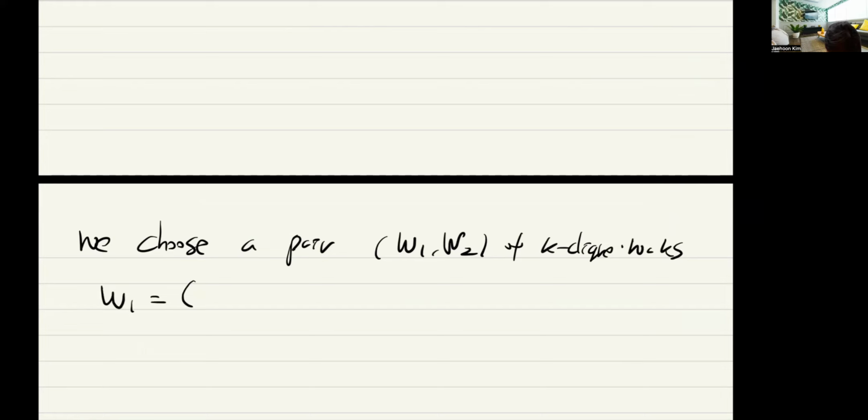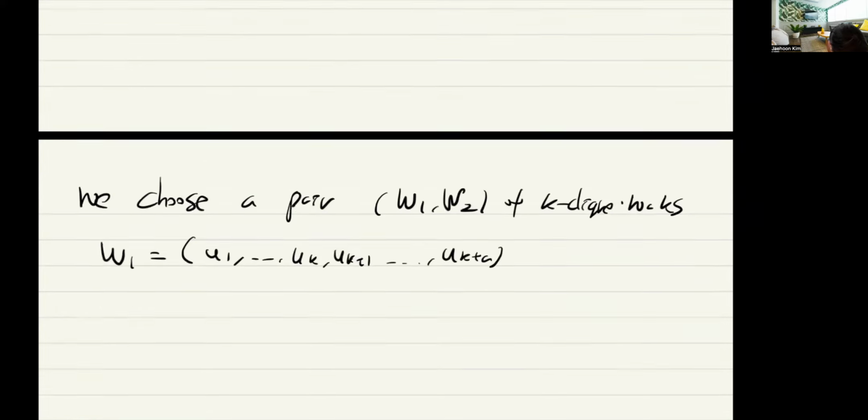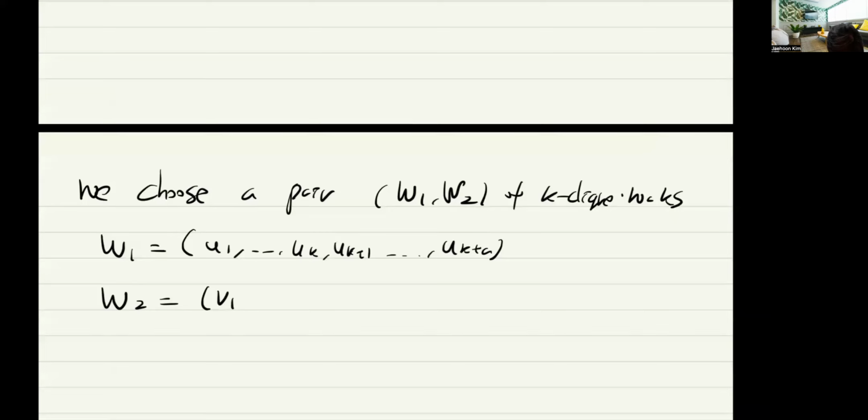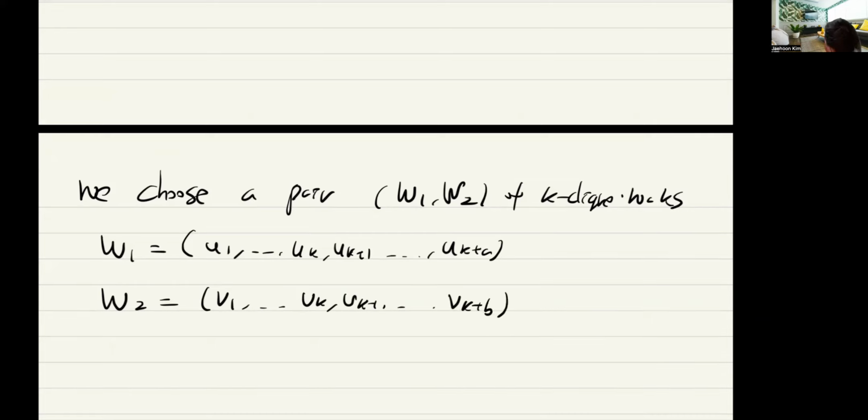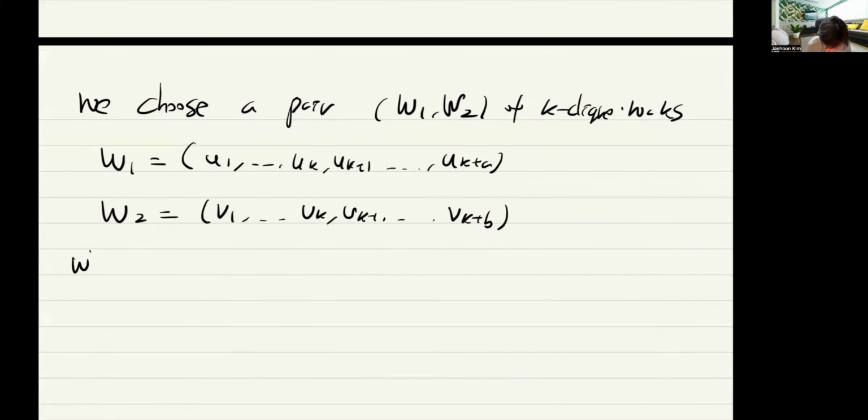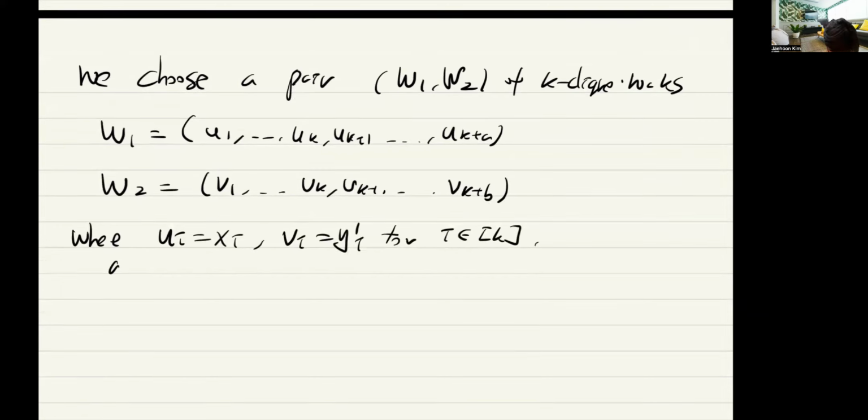That W1 starts from U1 to UK, UK plus 1, UK plus A. And W2 is like B1 to BK, BK plus 1 to BK plus B. Where if UI is XI, then VI is Y prime I for the first K of them. And A plus B is say P times K.